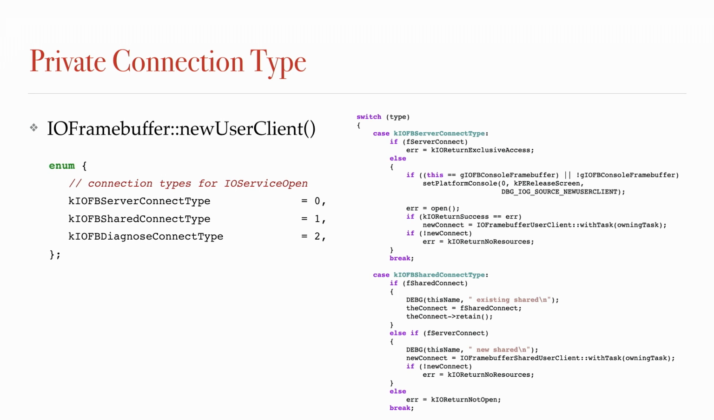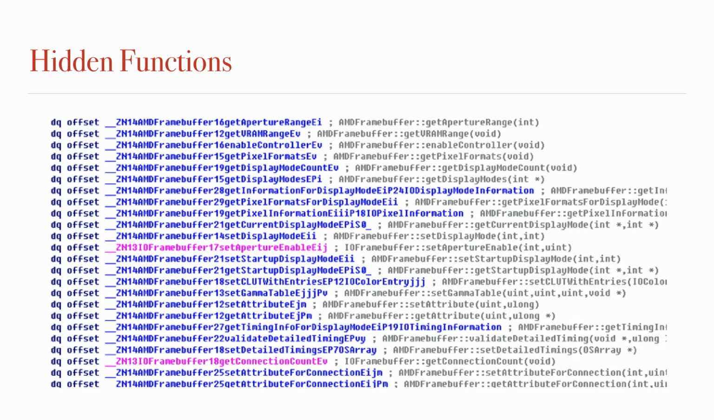For example, the right figure is the code snippet of our frame buffer new user client function. It has 3 connection types. We can connect to the shared and diagnose user clients in user space, except the server type. However, there are also many external methods for this connection type, so it will be a good place to research.